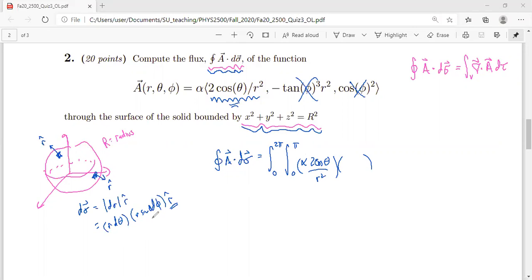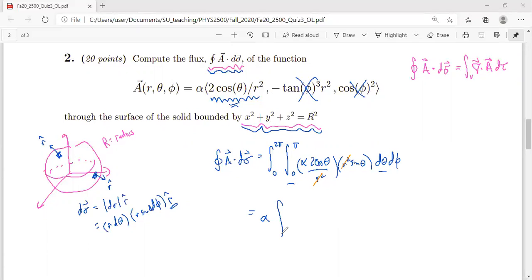And then our d sigma, our area piece, is r times sine theta, so r squared sine theta. And then d theta, d phi, making sure I've got these ordered properly. And a lot of really nice things happen. So again, you could do this with the divergence theorem, but in this case, you're rewarded for realizing this was easy, or rewarded for forgetting the divergence theorem. I don't know, however you want to think about it.